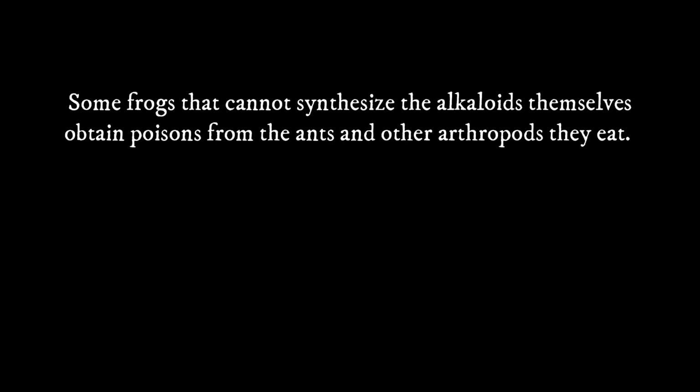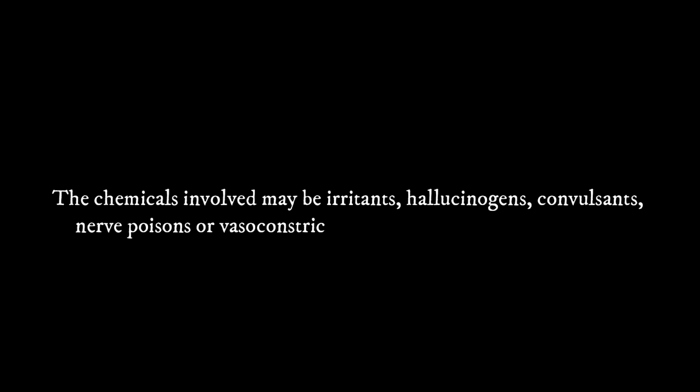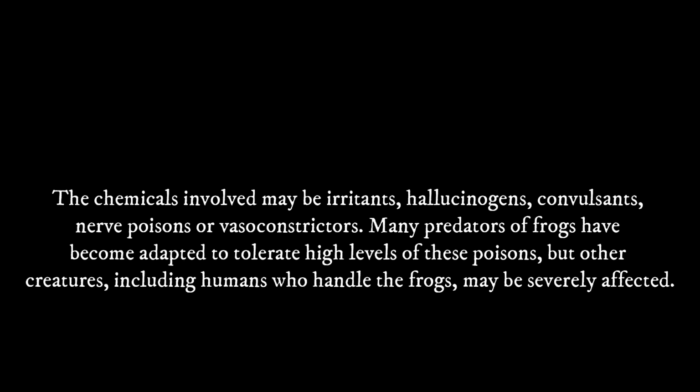Some frogs that cannot synthesize the alkaloids themselves obtain poisons from the ants and other arthropods they eat. The chemicals involved may be irritants, hallucinogens, convulsants, nerve poisons, or vasoconstrictors. Many predators of frogs have become adapted to tolerate high levels of these poisons, but other creatures, including humans who handle the frogs, may be severely affected.